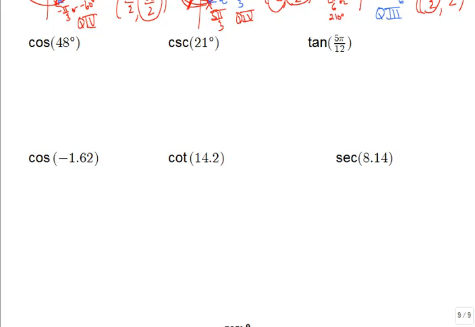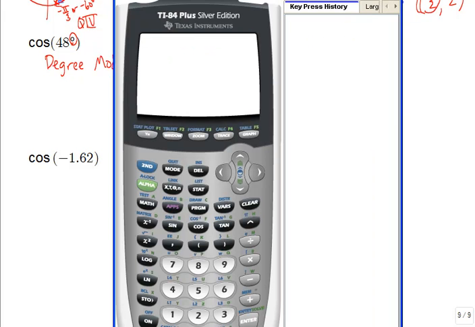So for the first one here, it's just a real simple task of using your calculator, but the one thing that you need to make sure of is that you're in the right mode. This is a degree, so you want to make sure that you convert your calculator to degree mode first before you type in cosine of 48. So let's pull up the calculator.